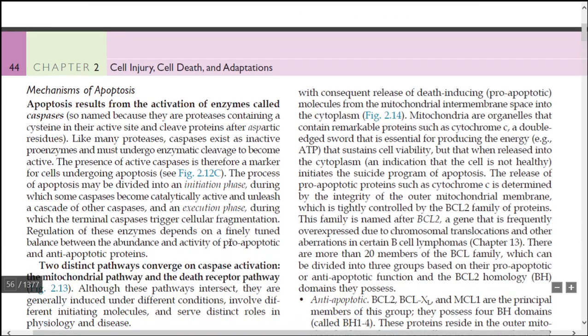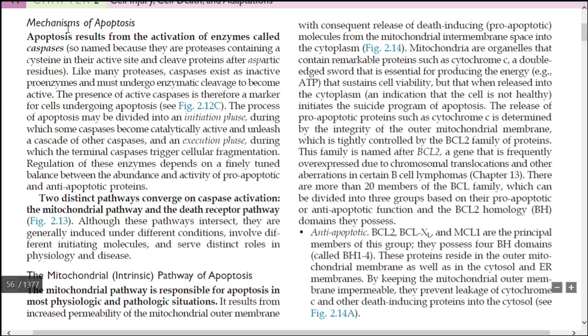Next, let's see about the mechanism of apoptosis. Apoptosis is due to the activation of certain enzymes called caspases. Very important one. They are so named because caspases belong to the protease class of enzymes which contain cysteine in their active site. They contain cysteine in the active site and cleave proteins after aspartic residues. So this caspases part is very important.